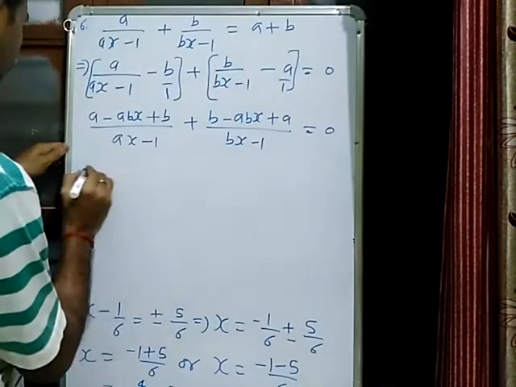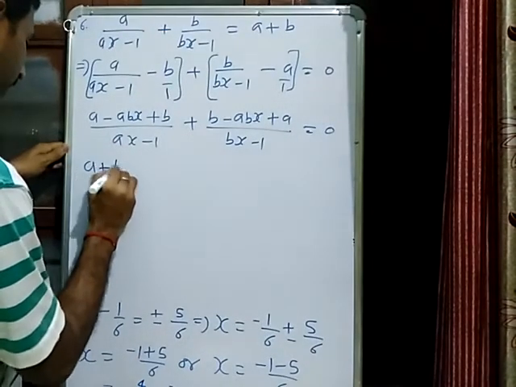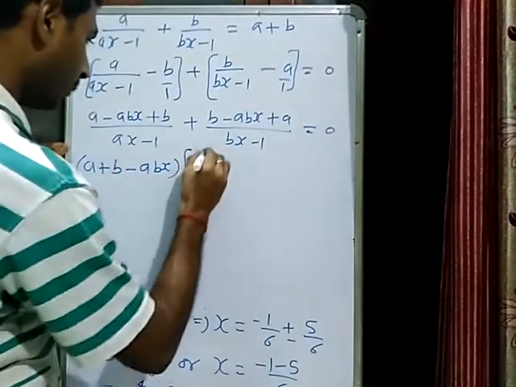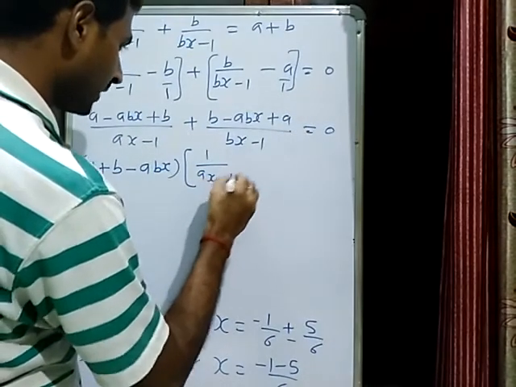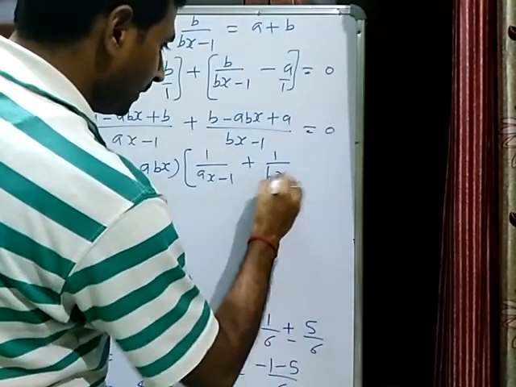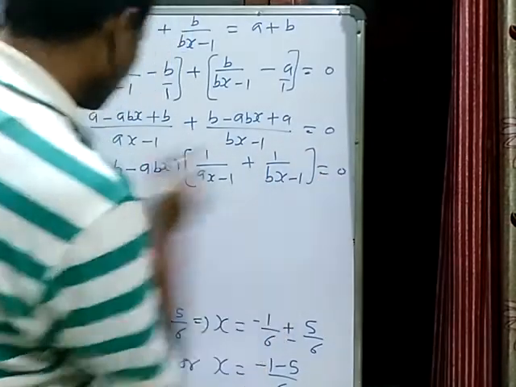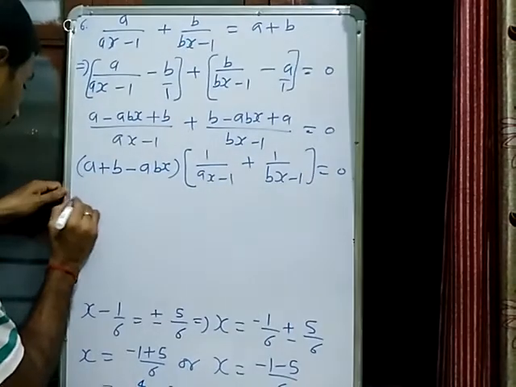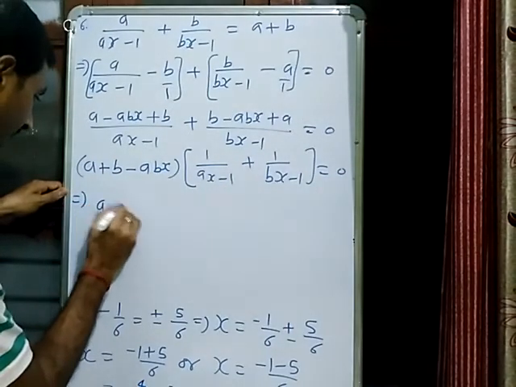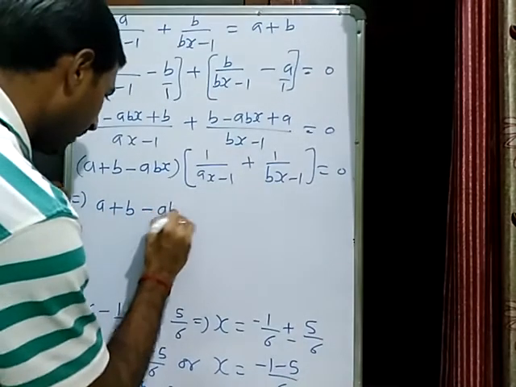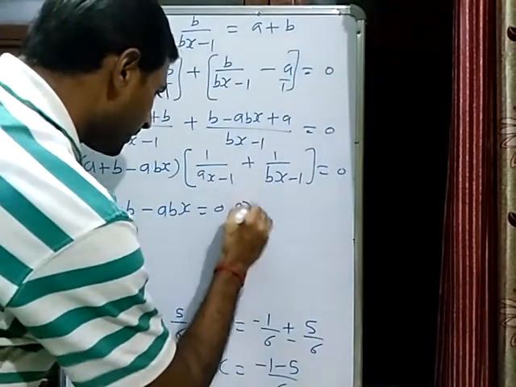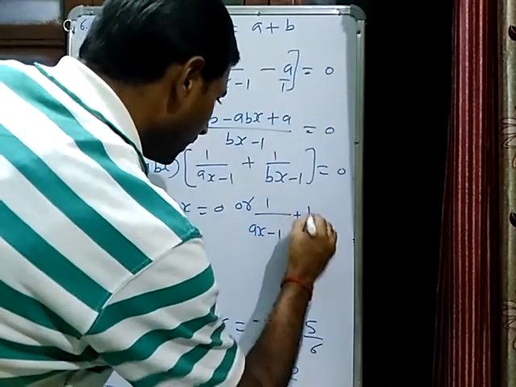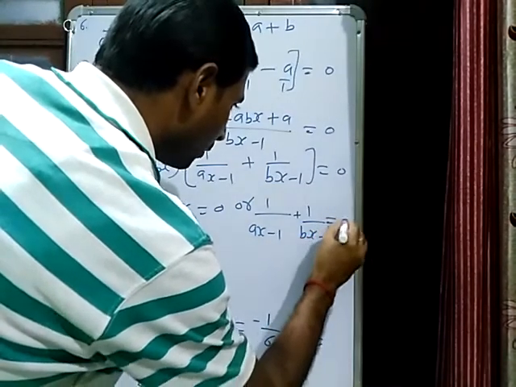If we take a plus b minus abx common, then here you will get 1 upon ax minus 1 plus 1 upon bx minus 1 is equal to 0. So now there are two factors we got. Maybe the first is 0, maybe the second is 0. If the first is 0, its meaning is that a plus b minus abx may be 0. Otherwise the second one, what is the second one? 1 upon ax minus 1 plus 1 upon bx minus 1 is equal to 0. Correct?